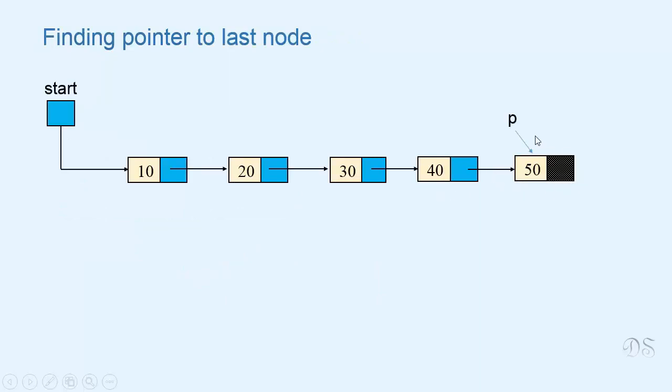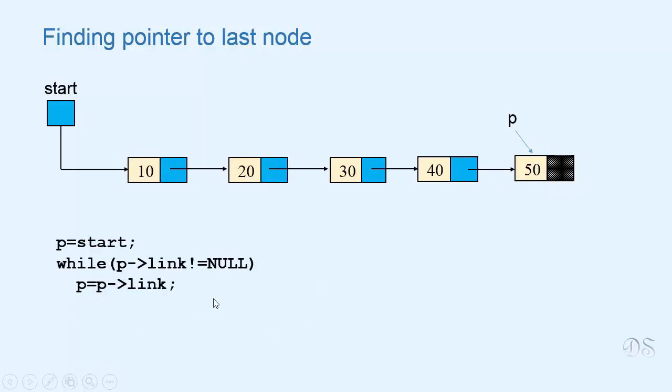This is the last node. So we need a pointer to this node. This is the code that will give us pointer to this last node. Now while displaying list and counting nodes, we had seen that the loop condition was p is not equal to null. So there the loop stopped when p became null. Now here the loop will stop when p link will become null. And p link will become null when p is pointing to the last node, because the link part of last node is null. So this loop will stop when p is pointing to the last node.